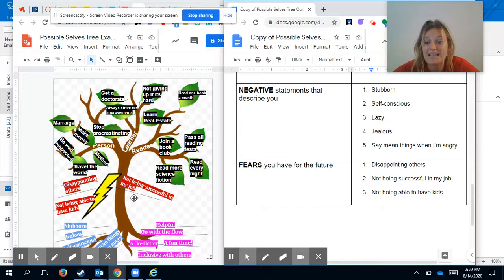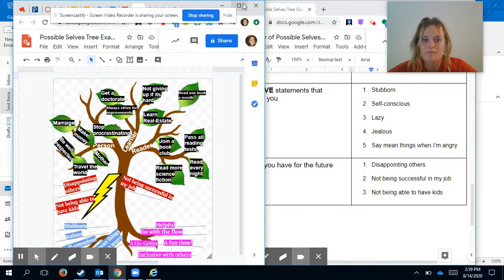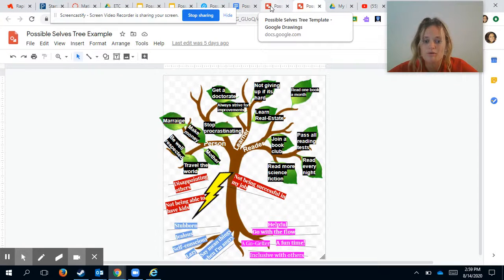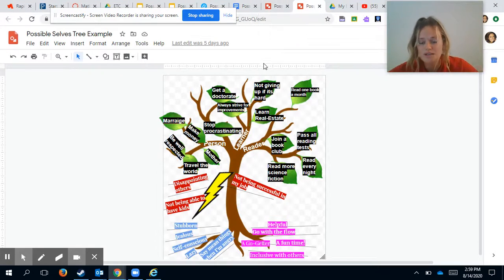So this is just an example of what it could look like. I'm going to show you examples in the next slide of what it could look like on paper if you'd rather do this project on paper, or if you want to do it digitally like I have here, I'm going to show you how to use this template that will help you turn yours to look like mine.